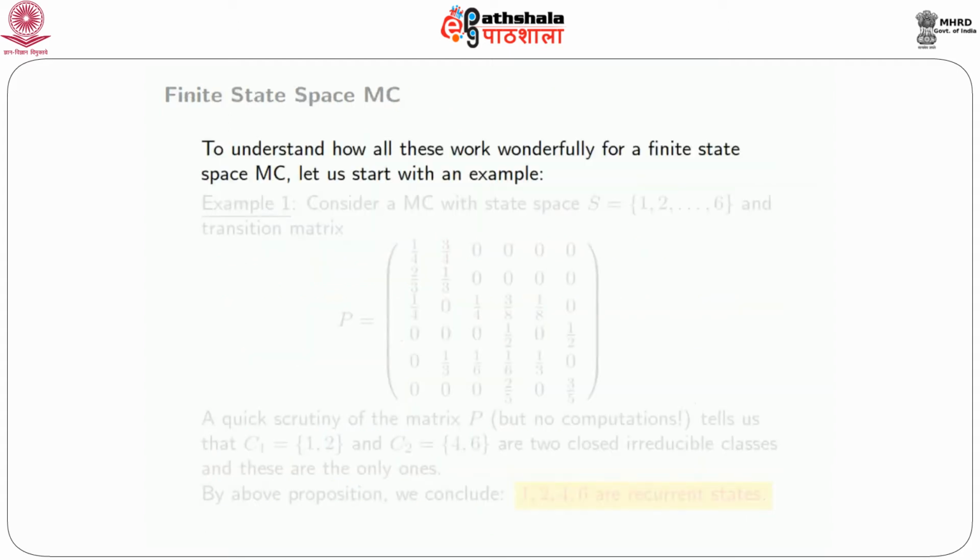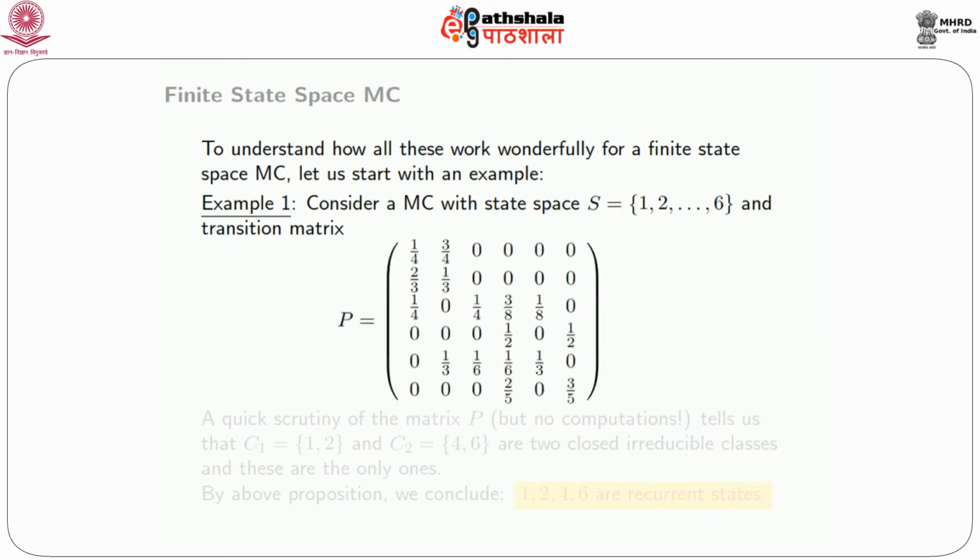Okay, as I said, now to see how all these work wonderfully for a finite state space Markov chain, let's start with an example. First example: consider a Markov chain with state space 6 states labeled 1, 2, 3 up to 6, and suppose the transition matrix is this 6 cross 6 matrix.